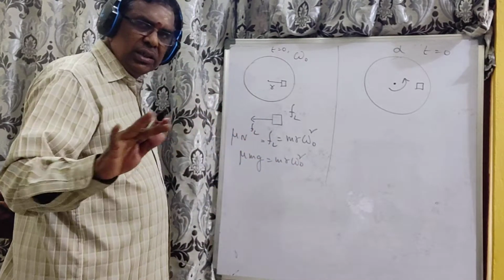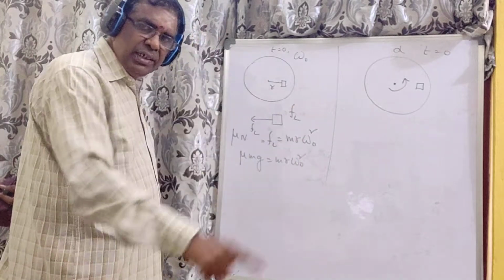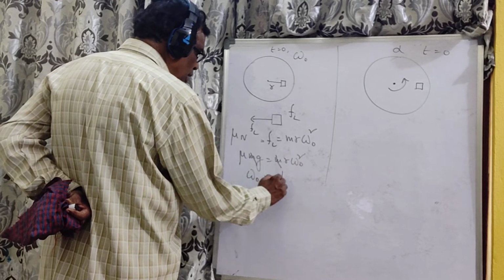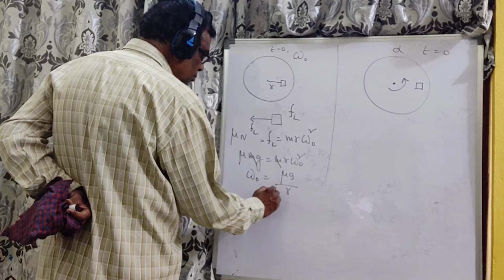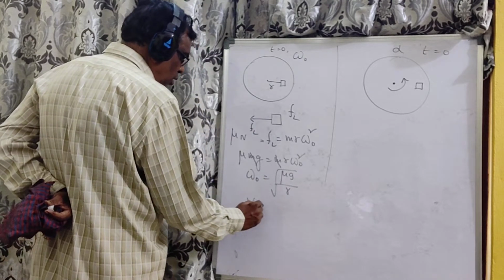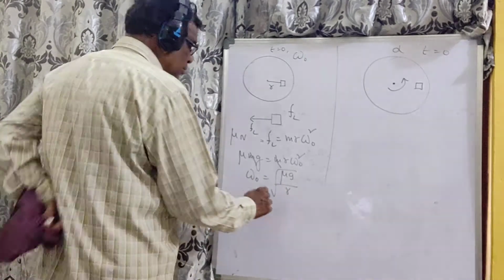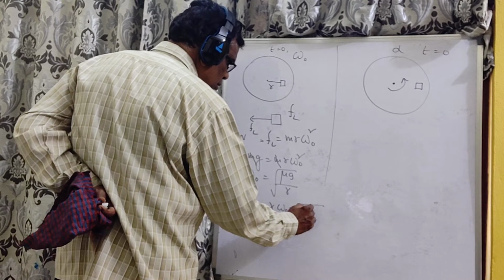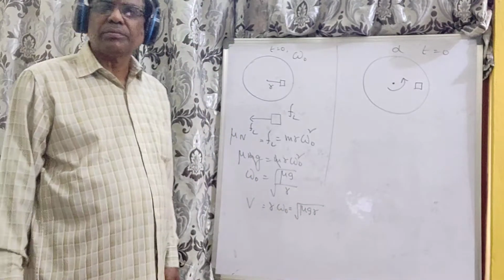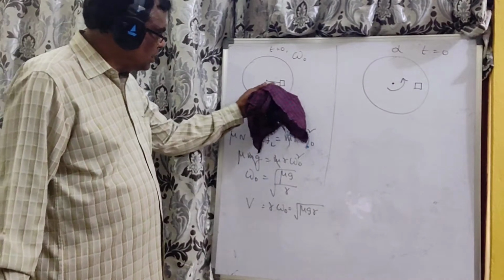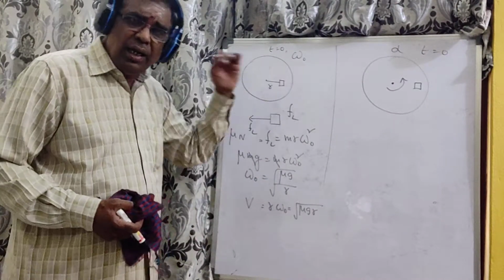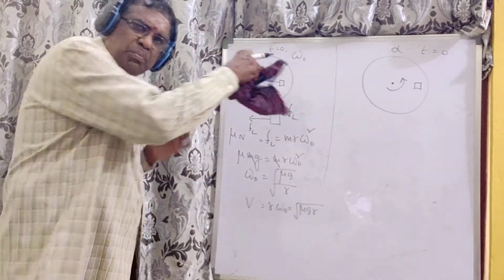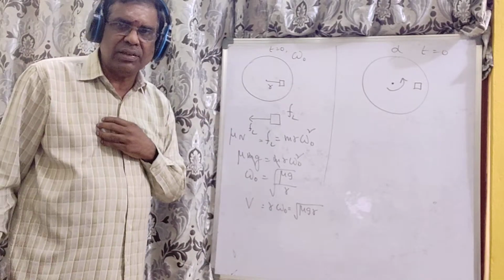N is not always equal to mg. I have shown in several instances. So be careful. What should be your omega naught? Or you may also look at what should be the linear speed. It will be root of mu g r, either way. So what is that angular velocity minimum for it to slip? That means it is already rotating and you are placing the body. That is why we are working on this.